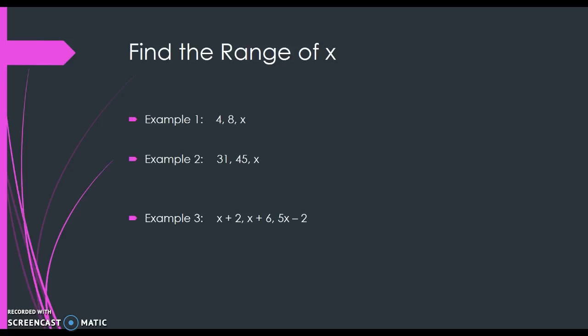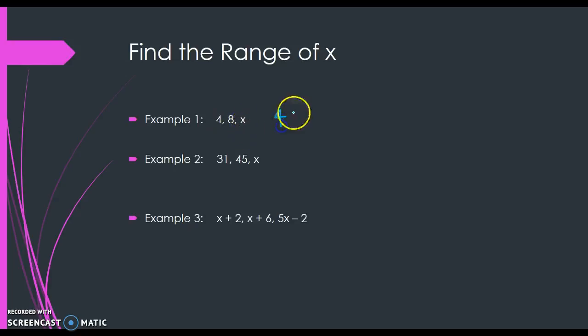So remember, the triangle inequality theorem tells us that the sum of any two sides must be greater than the third side. If that is not the case, then it does not form a triangle. So whenever we're finding the range of the third side, or the range of this side x, I just need to write my three inequalities. So the first one means that the first two sides have to be greater than the third.